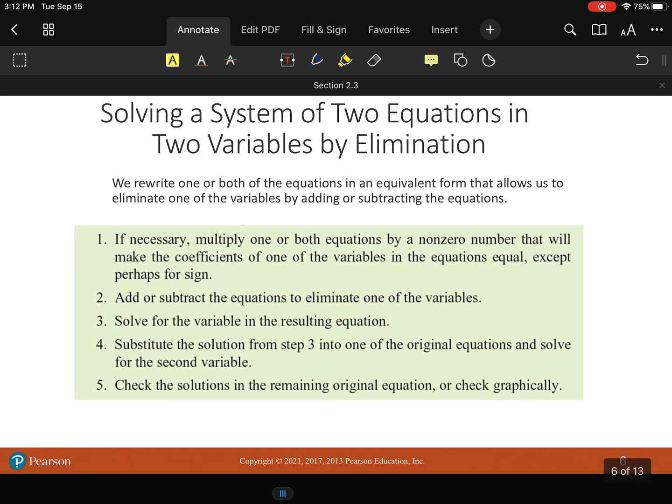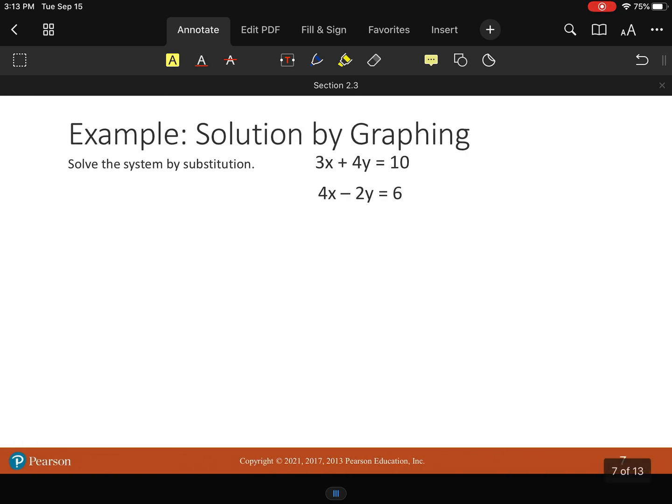Right, steps for elimination, same thing. You're trying to get the equations to be equivalent so you can cancel out a variable. And again, I'm not going to read all that to you. Just if you need to, hit pause, read the steps, and you'll be fine. All right, so let's do this one.